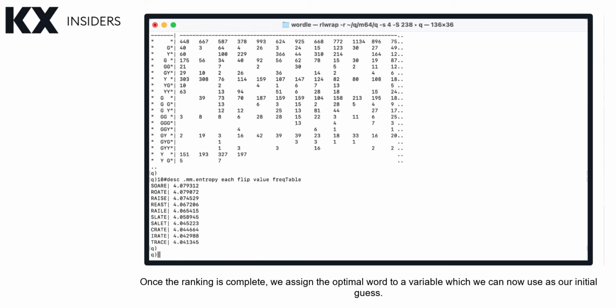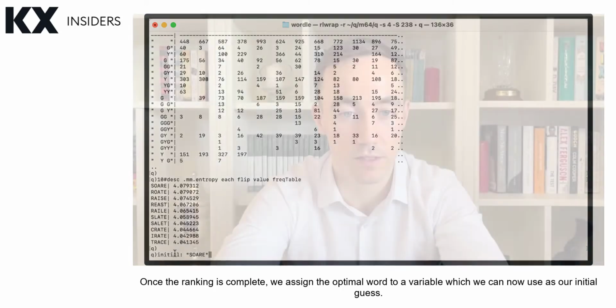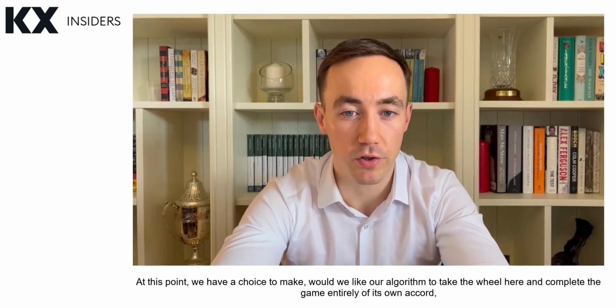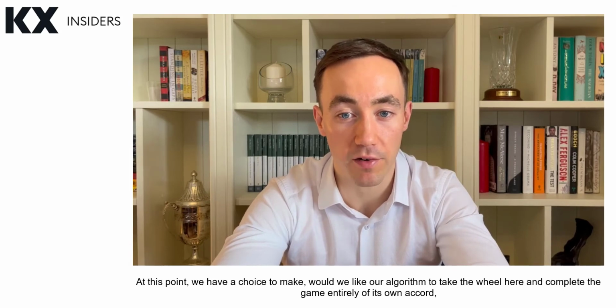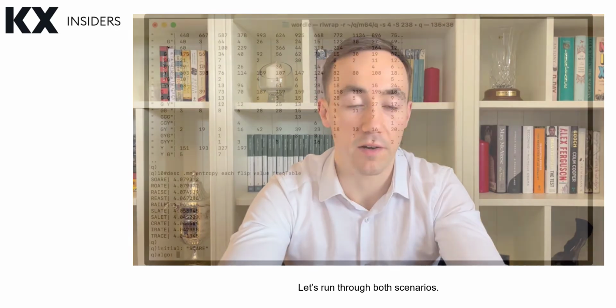Once the ranking is complete, we assign the optimal word to a variable which we can now use as our initial guess. At this point, we have a choice to make. Would we like our algorithm to take the wheel here and complete the game entirely of its own accord? Or would we rather the algorithm caddy us with suggestions for what it believes to be the most astute next best guess? Let's run through both scenarios.